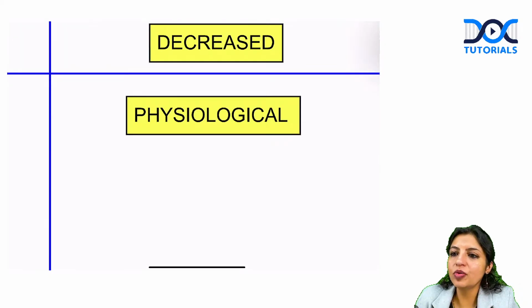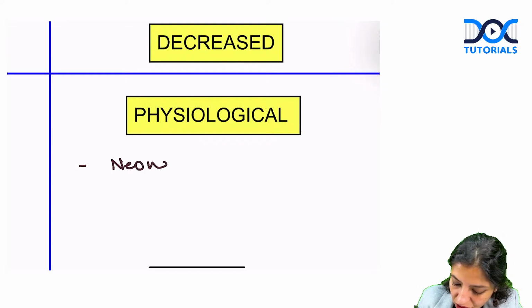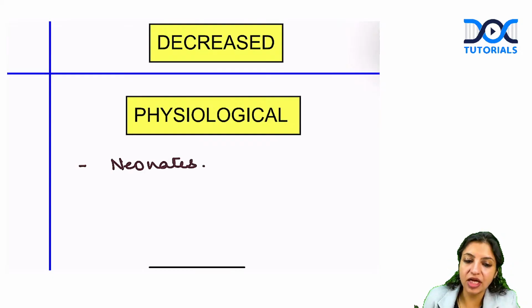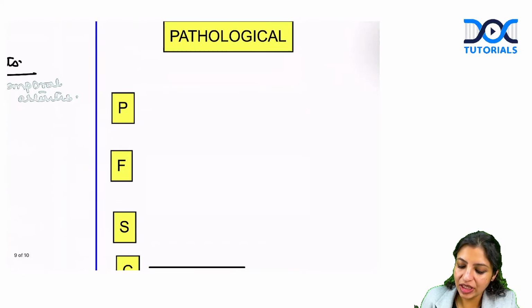So when we talk about decreased ESR, you should always remember decreased ESR is typically seen first in neonates. So neonates have a decreased ESR. That point you have to be very, very clear. Okay, so neonates have decreased ESR. The second is pathologically decreased ESR.